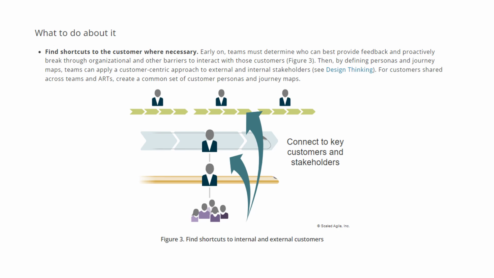As a change leader, or as an agile coach, or as a value stream manager, what should I do to get a faster feedback? Find shortcuts to customer where necessary. Early on, teams must determine who can best provide the feedback and proactively break through organizational and other barriers to interact with those customers. Then, by defining personas and journey maps, teams can apply a customer centric approach to external and internal stakeholders. For customers shared across the teams and orgs, create a common set of customer personas and journey maps.